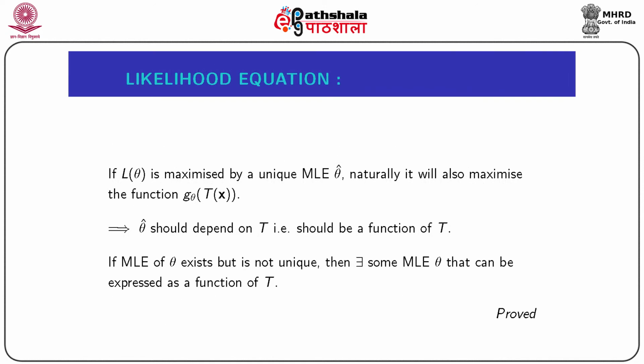If L(θ) is maximized by a unique maximum likelihood estimator θ hat, then naturally it will also maximize the function g_θ(T(x)), because only g_θ(T(x)) involves θ and h(x) is independent of θ. This implies naturally θ hat should depend on the sufficient statistic T, that is, it should be a function of the sufficient statistic T. Similarly, if a maximum likelihood estimator of θ exists but is not unique, then there exists some maximum likelihood estimator θ that can be expressed as a function of T.